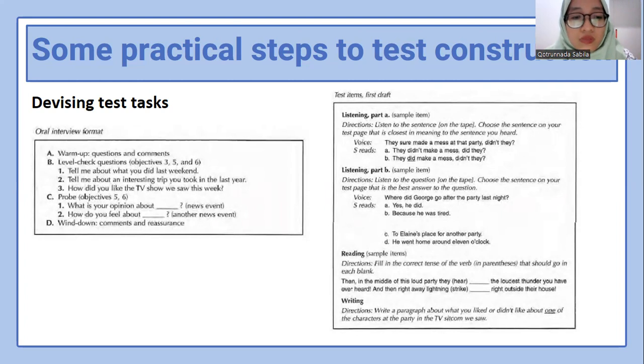And then after we finish creating a first draft, we need to recheck and revise the draft. And in revising the draft, you can consider several questions. For example, are the directions to each section absolutely clear? And is there an example item for each section? And does each item measure a specified objective? And so on.